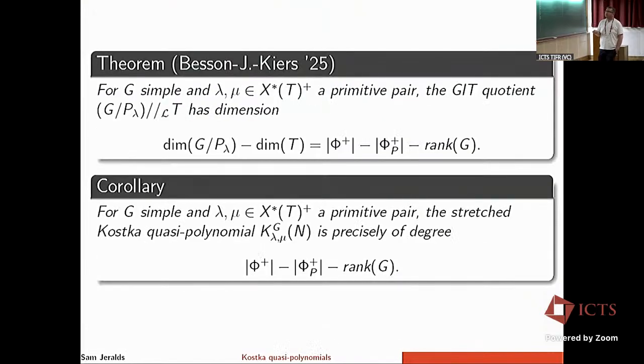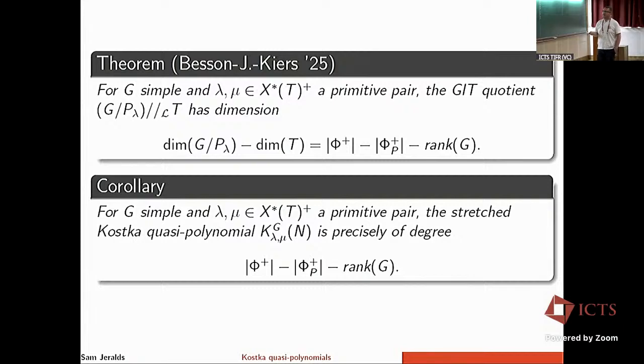And that is the theorem. So in the case where G is simple and you have lambda and mu, two dominant integral weights which are primitive, so their difference has full support, then the GIT quotient has dimension exactly the dimension of the flag variety minus the dimension of the torus, which recovers on the nose the degree formula that you get in Gao and Gao's work.